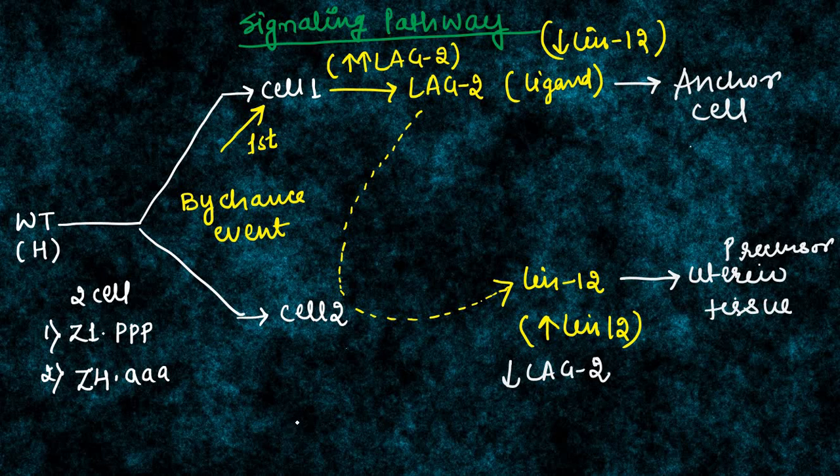So with this, we are done with the formation of the anchor cell, and this anchor cell will be responsible for the further process during vulva formation, in which it will be responsible for the production of lin-3, and this lin-3 will act as a signaling molecule and help in the induction of the vulva.